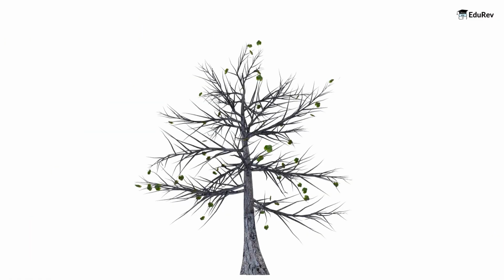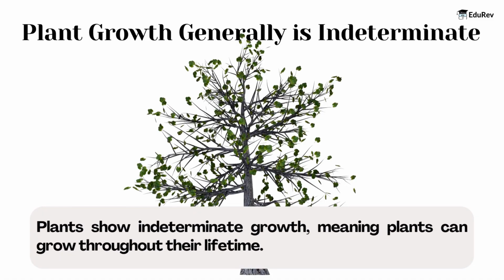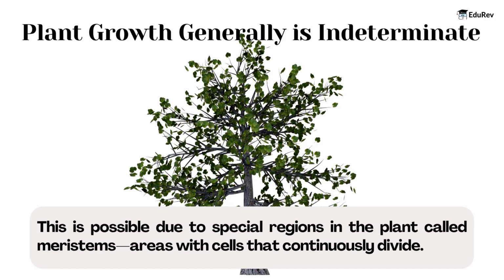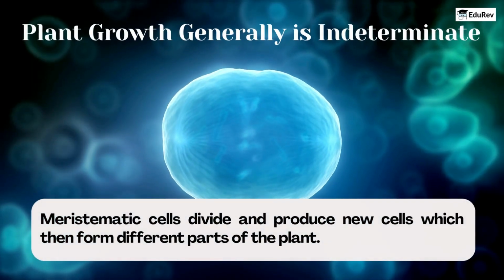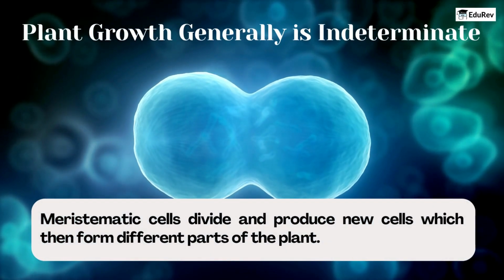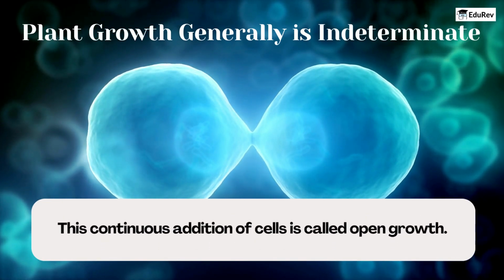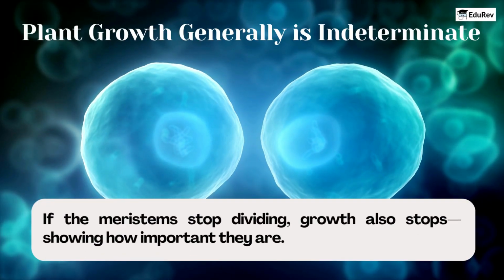Did you know? Plant growth is generally indeterminate, meaning plants can grow throughout their lifetime. This is possible due to special regions in the plant called meristems, areas with cells that continuously divide. These meristematic cells divide and produce new cells, which then form different parts of the plant. This continuous addition of cells is called open growth. If the meristems stop dividing, growth also stops, showing how important they are.